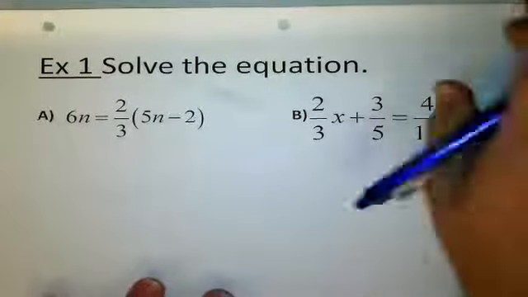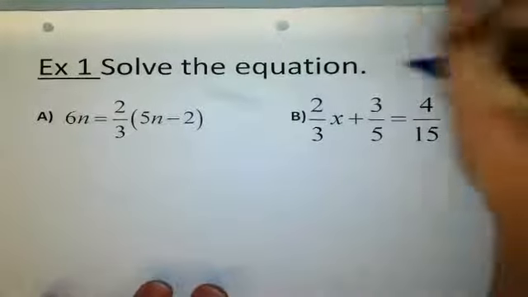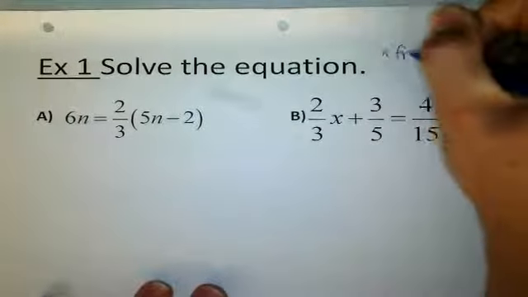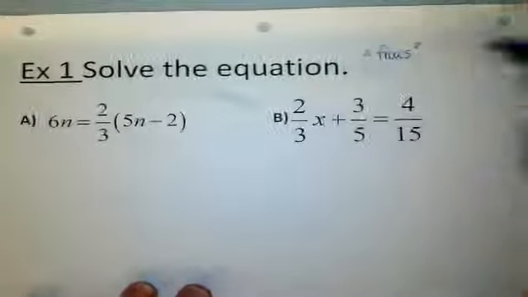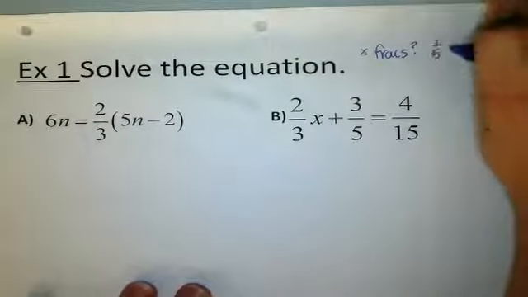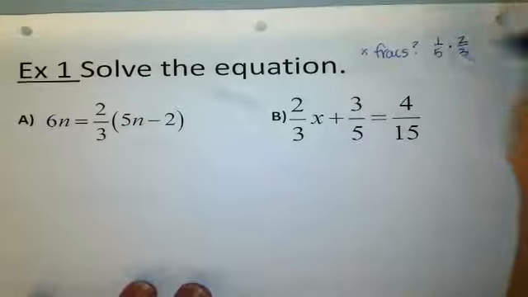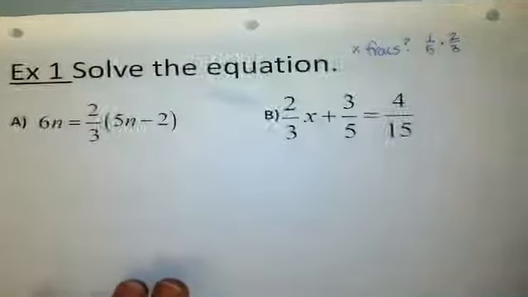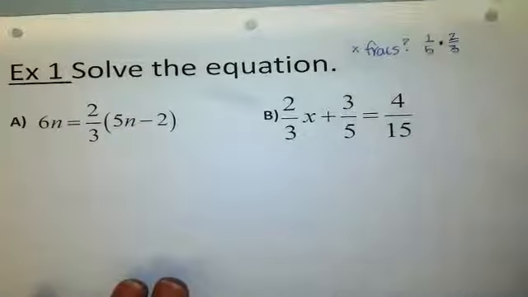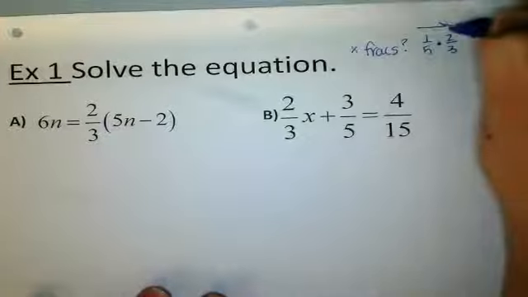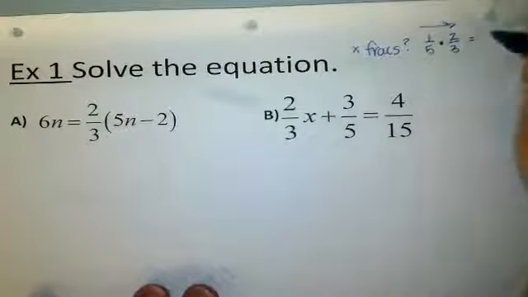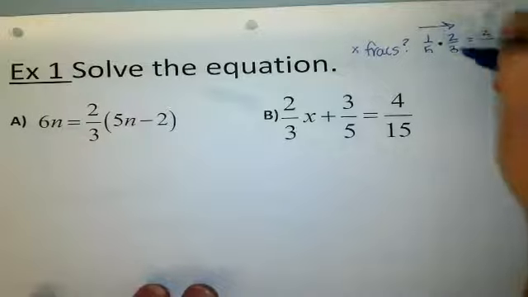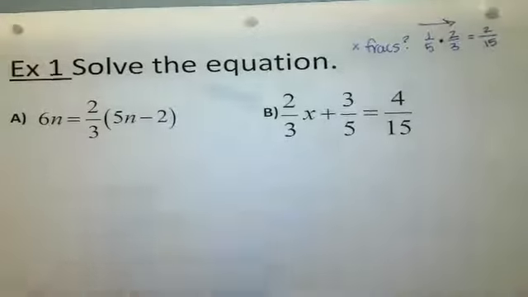So before we go on, how do you multiply fractions? Let's say you had 1/5 times 2/3. Straight across. So easy. 1 times 2 is 2, and 5 times 3 is 15. So if you have to multiply fractions, you just go straight across.